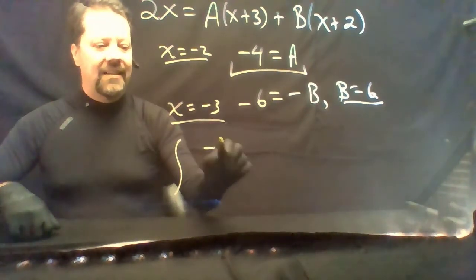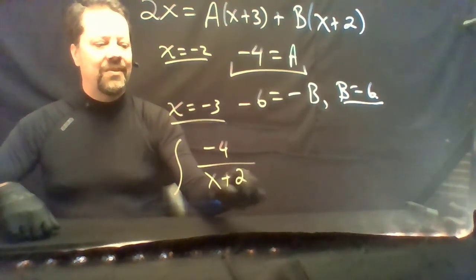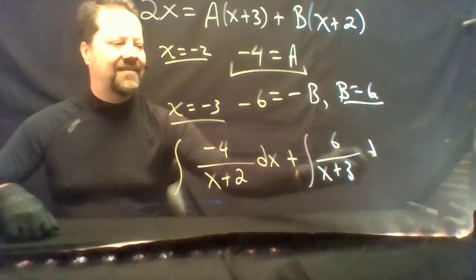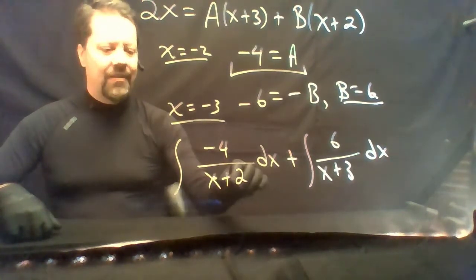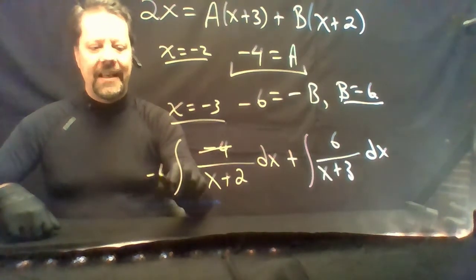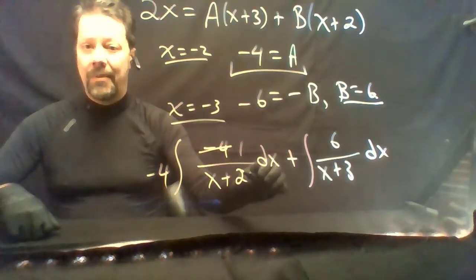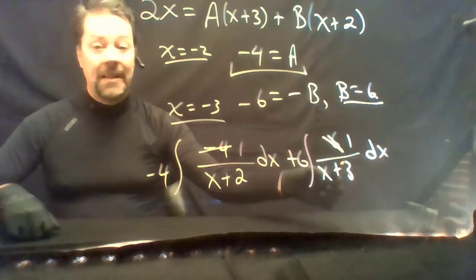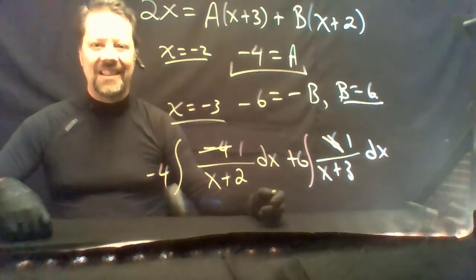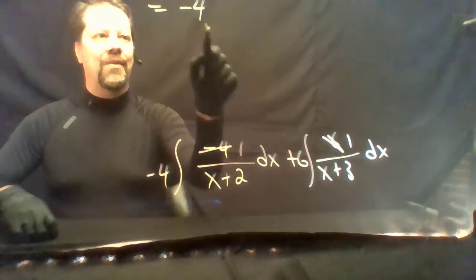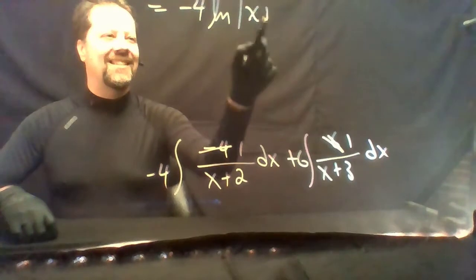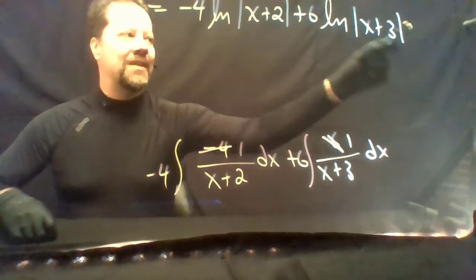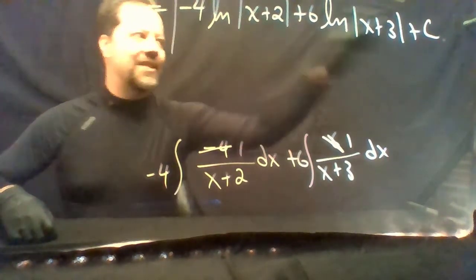Our integral will be the integral of negative 4 over x plus 2, plus the integral of 6 over x plus 3. Those are easy. The derivative of x is 1. We can move the negative 4 out and have this in the form f prime over f. Same thing over here. Move the 6 out, leave a 1 up top. It's now in the form f prime over f. It's easy to integrate. Our answer is negative 4 times the natural log of the absolute value of x plus 2, plus 6 times the natural log of the absolute value of x plus 3, and don't forget that constant of integration.